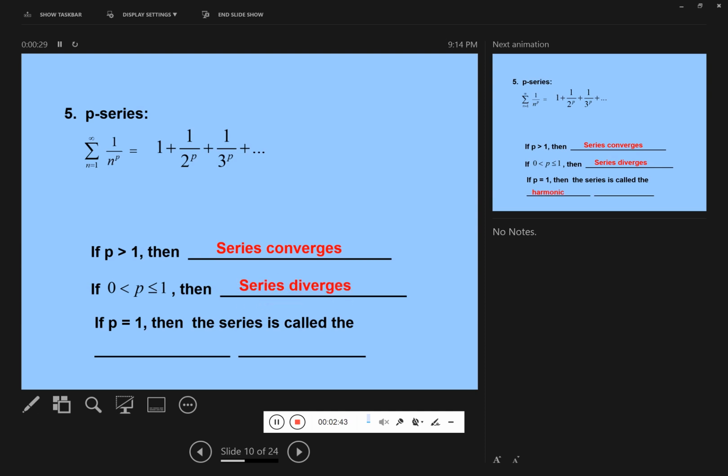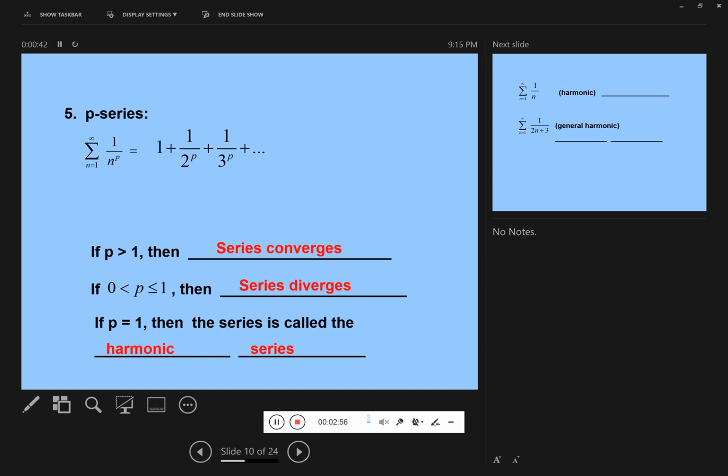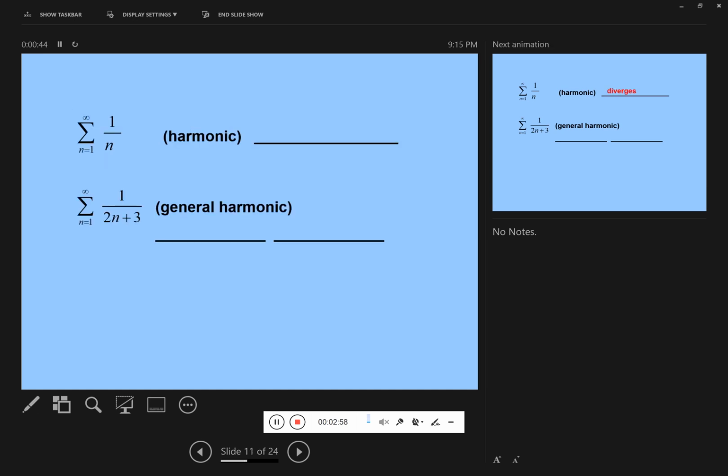We said if p is between 0 and 1, so maybe if you have 1 over the square root of n, or even just 1 over n, then the series diverges. And in fact, I gave you a special name. That 1 over n is called the harmonic series. Those are pretty easy to pick out. So the series from 1 to infinity of 1 over n, well, the p is 1, so we know that diverges, and I mentioned that it's called harmonic.